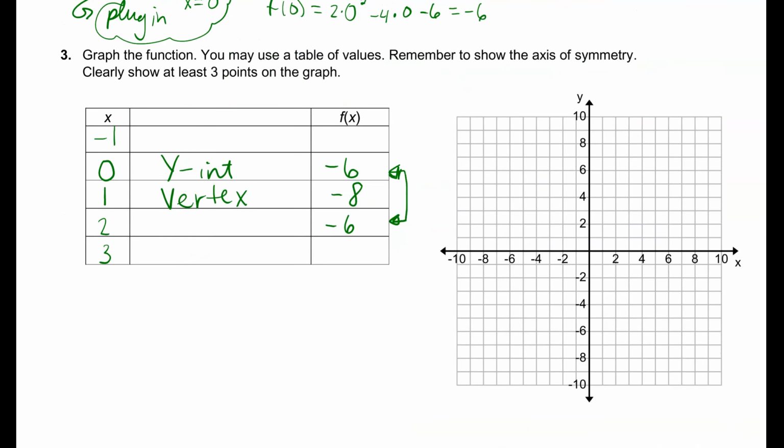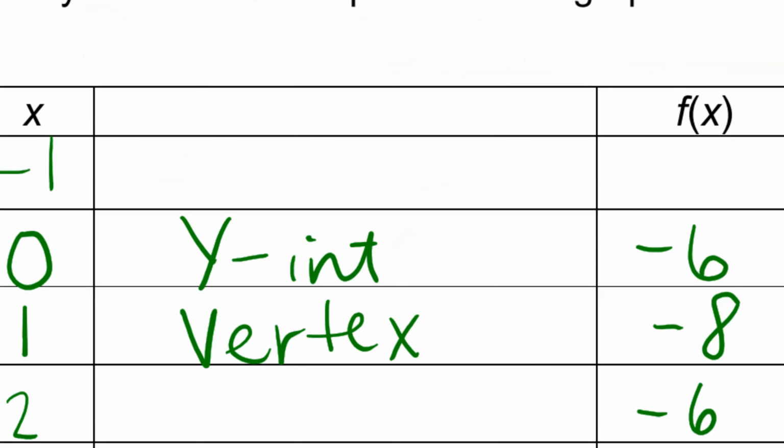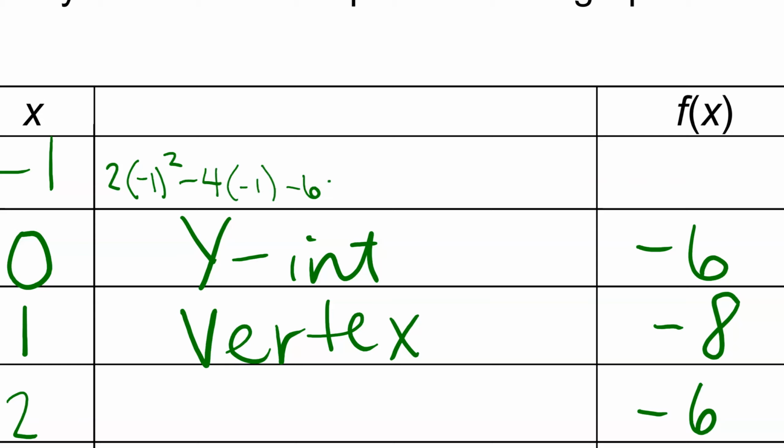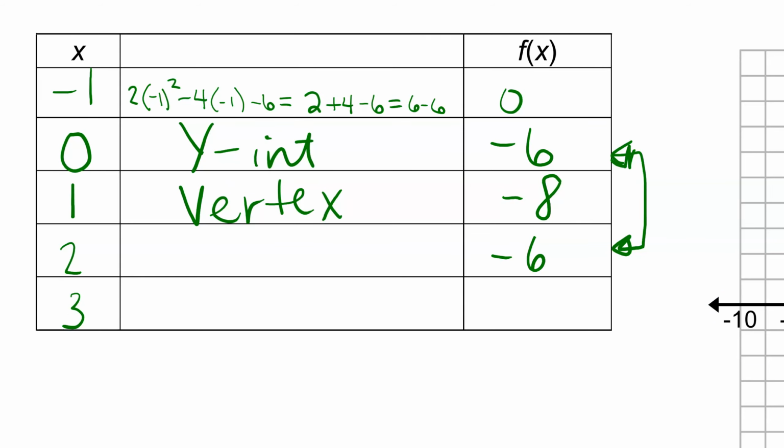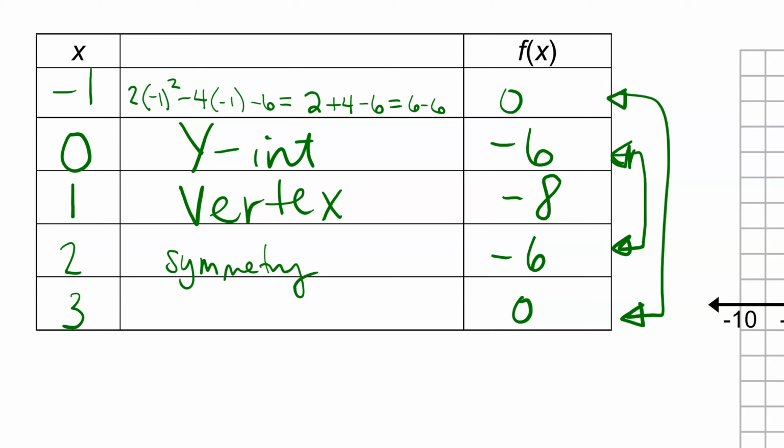What's my equation again? Let's see. Okay, got it. So I have to plug -1 in. So I have 2 times -1 squared minus 4 times -1 minus 6. Okay. So -1 times -1 is 1. So that's just going to be 2 plus 4 minus 6. So that's 6 minus 6. So that's 0. Which means that this bottom number is also 0. Symmetry.